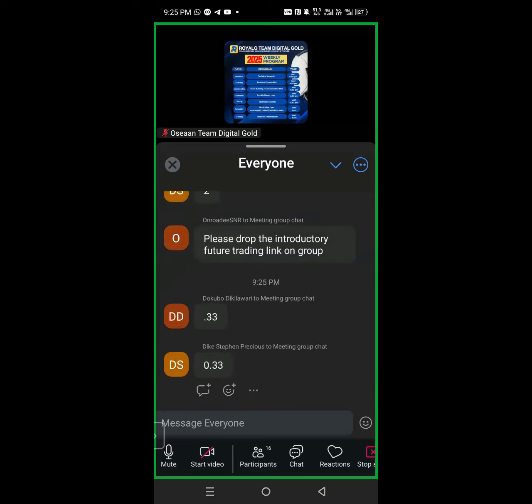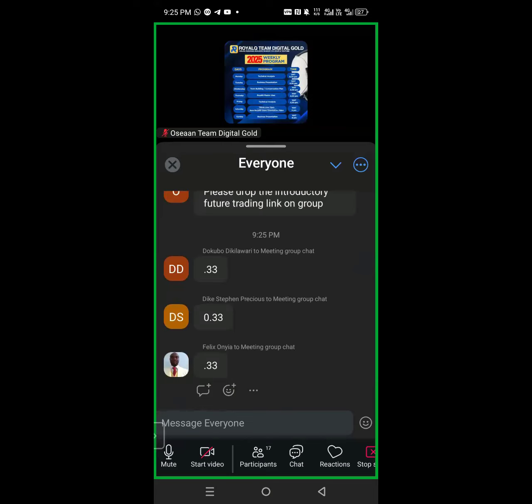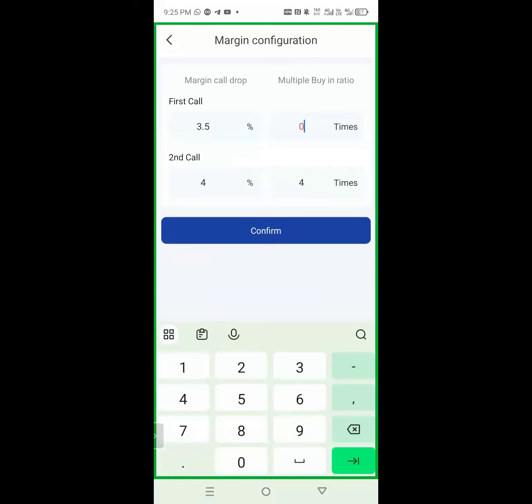Okay, so let's do 0.33 times 18. So 0.33 here, 0.33. Because we are just using 2 margins, we will not touch the drop. We'll leave it at 3.5 and 4% drop.